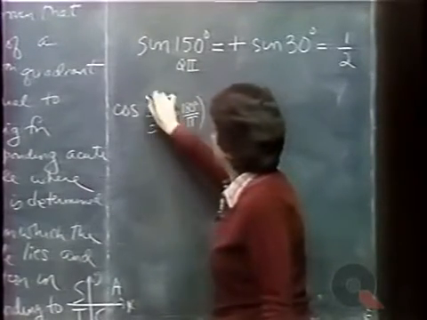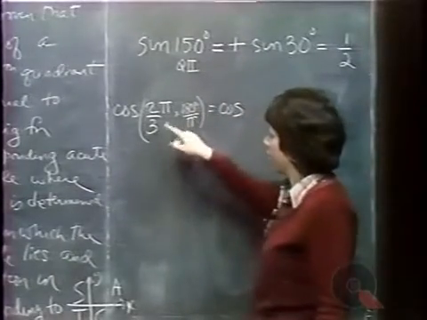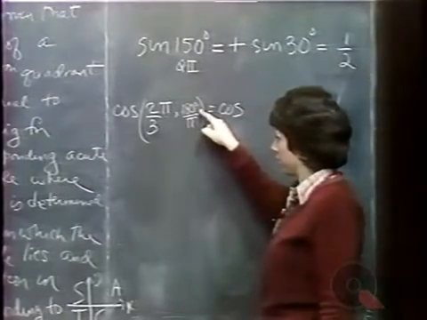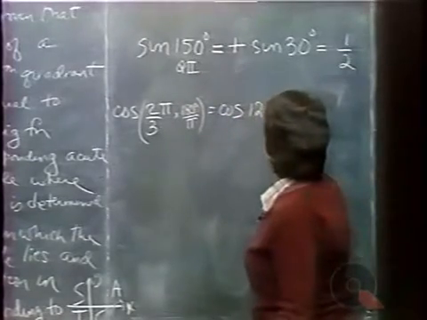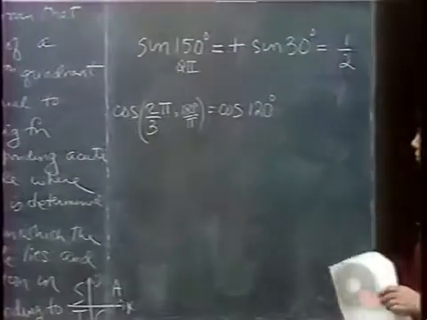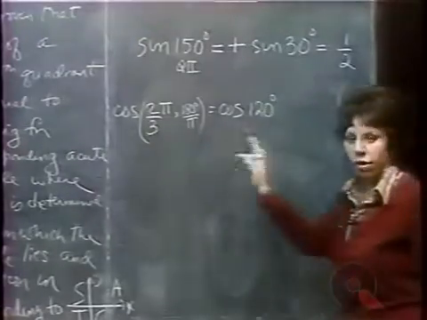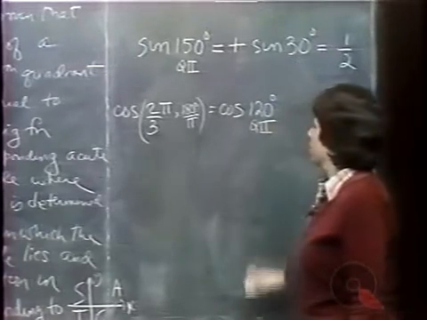And this becomes then the cosine of, the pi's cancel, 3 into 180 degrees goes 60 degrees times 2, 120 degrees. So we're talking about the cosine of 120 degrees. First thing we notice is that this is a second quadrant angle.